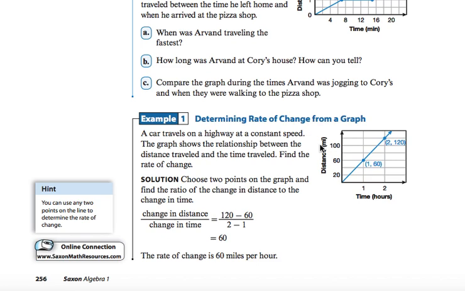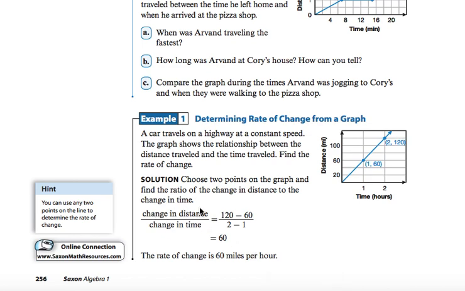Example 1. Determine the rate of change from a graph. A car travels on a highway at a constant speed. The graph shows the relationship between the distance traveled and the time traveled. Find the rate of change. Basically, when we're finding the rate of change, we're finding the change that's happening in the two variables that are presented. In this case, we're going to write these out as a fraction in terms of distance and time.